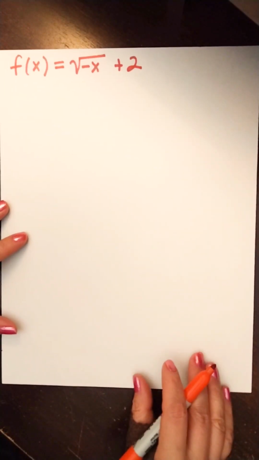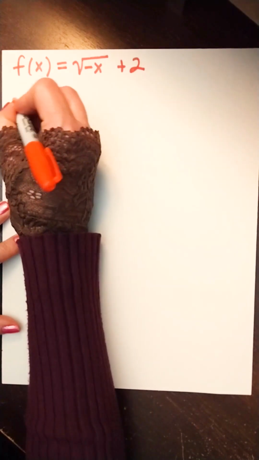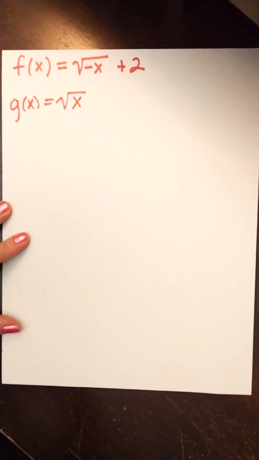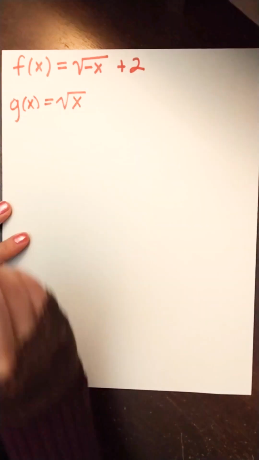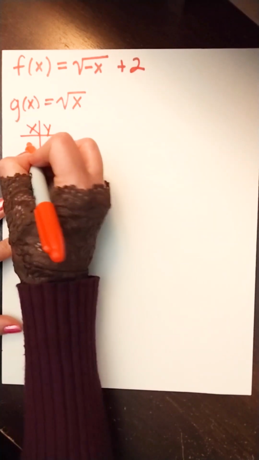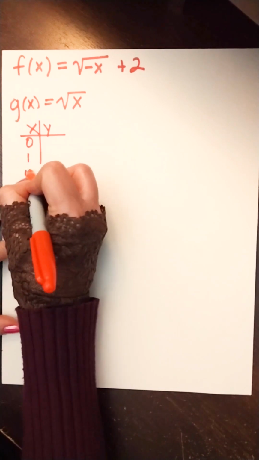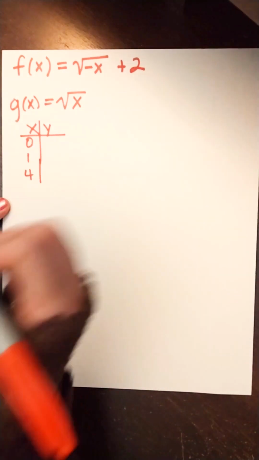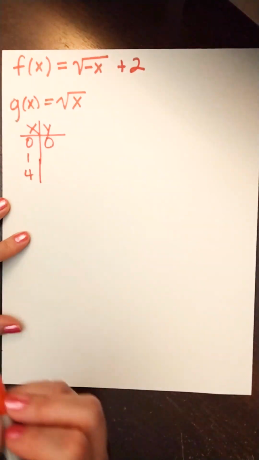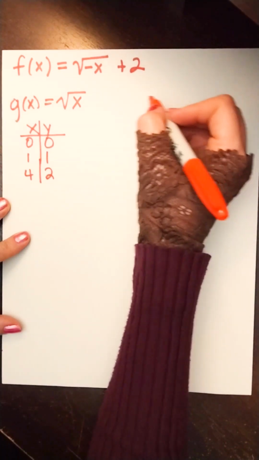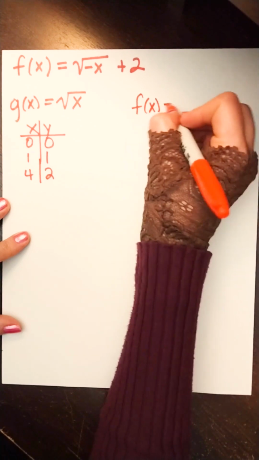Again, our starting function is going to be the square root of x this time, because we have a square root in our problem here, and we'll choose some key points, just small numbers. So g of 0 is the square root of 0, which is 0, g of 1 is the square root of 1, which is 1, and g of 4 is the square root of 4, which is 2.